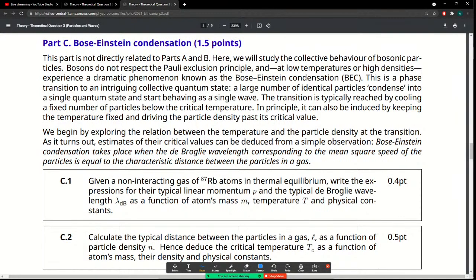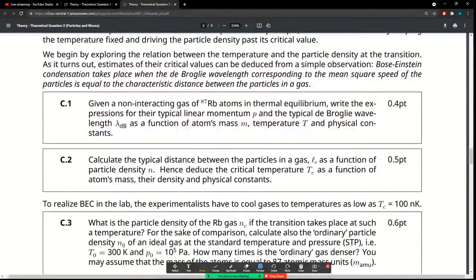As it turns out, estimates of their critical values can be deduced from a simple observation. Bose-Einstein condensation takes place when the de Broglie wavelength corresponding to the mean square speed of the particles is equal to the characteristic distance between the particles in the gas. And C1 is: given a non-interacting gas of 87 rubidium atoms in thermal equilibrium, write the expression for their typical linear momentum P and the typical de Broglie wavelength lambda dB as a function of the atom's mass m and temperature T and physical constants.